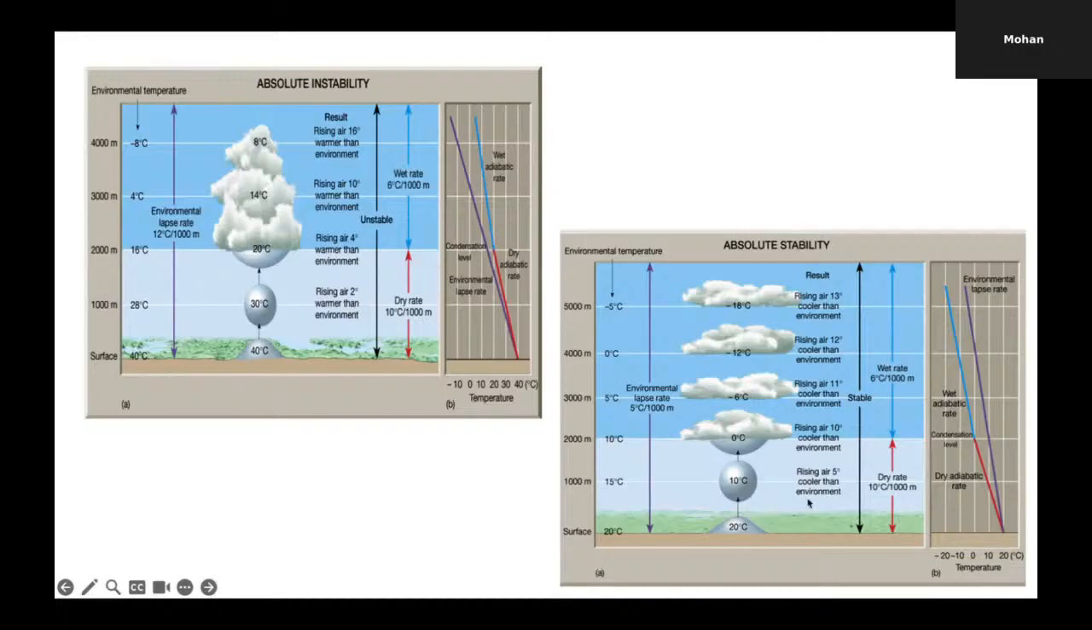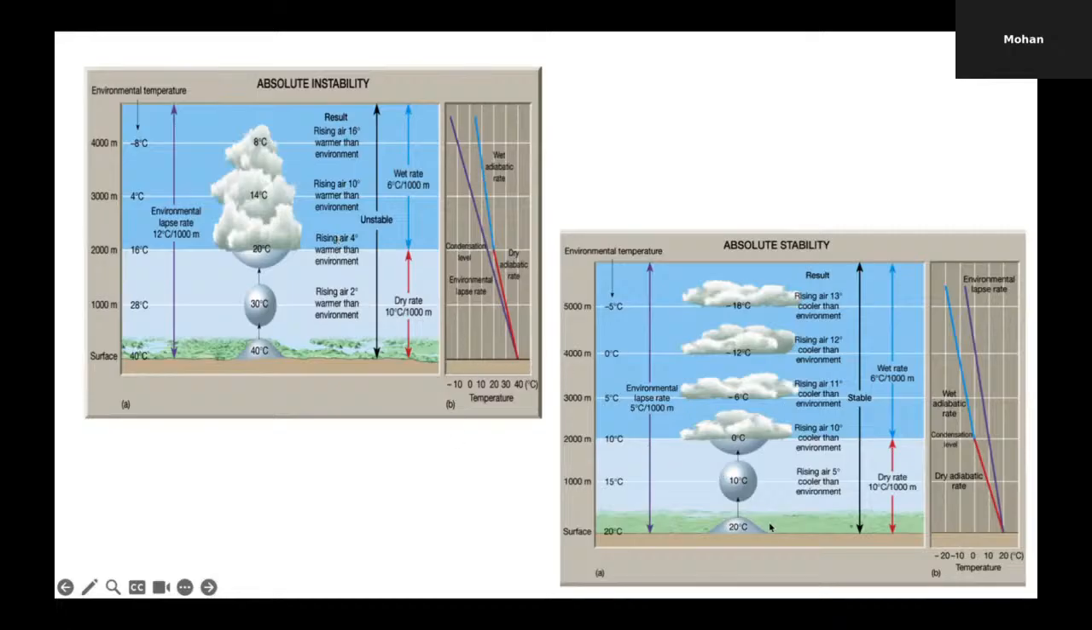Come to absolute stability. Everything looks similar, but the environmental lapse rate is much lower than the parcel's. That means the environment is cooling at a much lower rate than the parcel, so the parcel is much cooler than the environment. The density of the parcel is higher, so it will come down. So it doesn't give you any deep convection. Some kinds of clouds will form above the boundary layer, because the parcel still gets saturated, but not deep convection. This is called absolute stability.